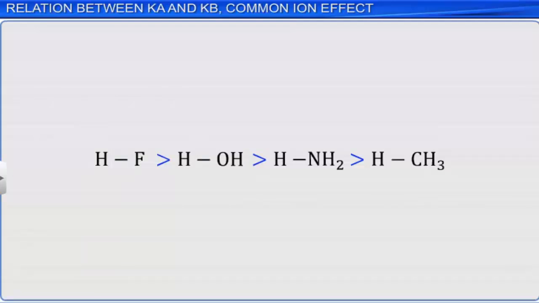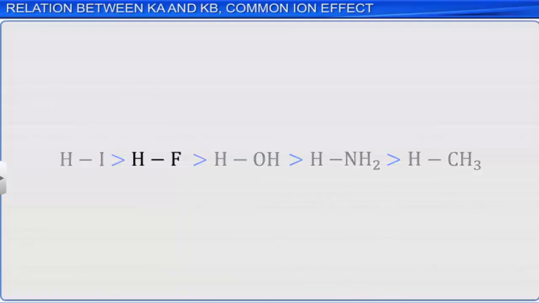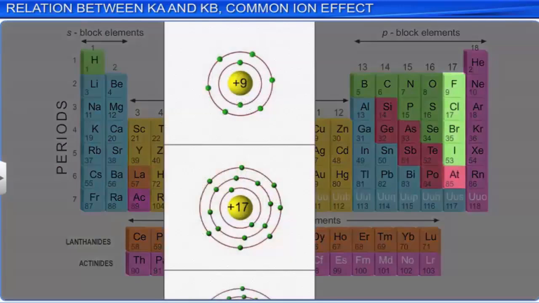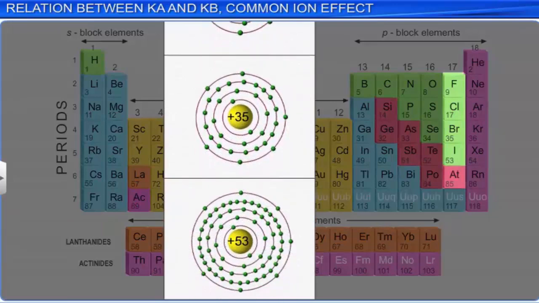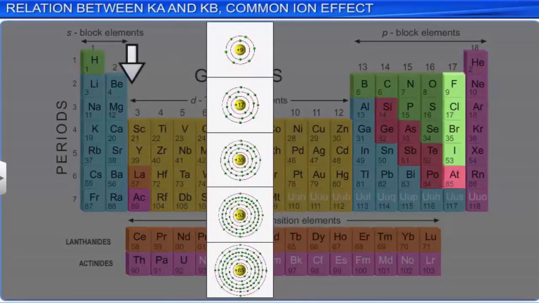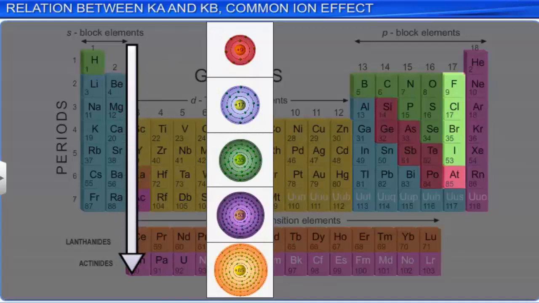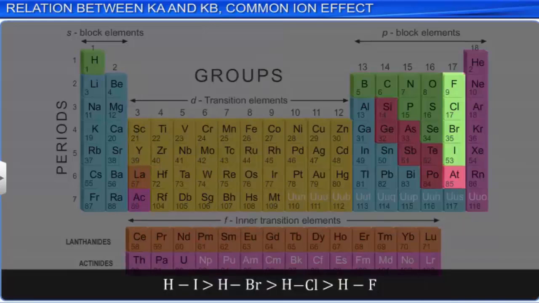However, note that HF is a weaker acid than HI. Let's see why. Remember that while comparing the elements in the same group, the acidic strength increases with an increase in the size of the atom directly attached to the hydrogen atom. As the size of A increases down the group, the HA bond strength decreases, and hence the strength of the acid increases. Thus, the acidic strength of halogen acids decreases from HI to HF in the same order in which the size of the halogen atom decreases.